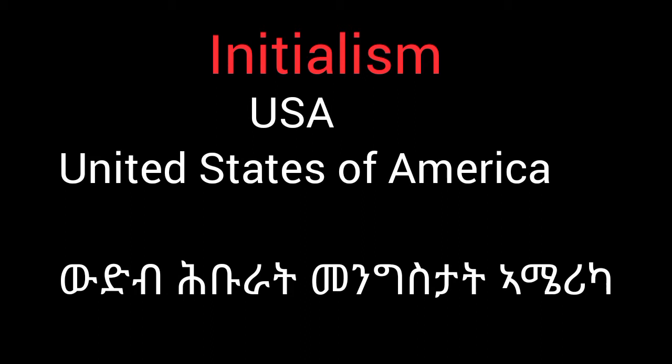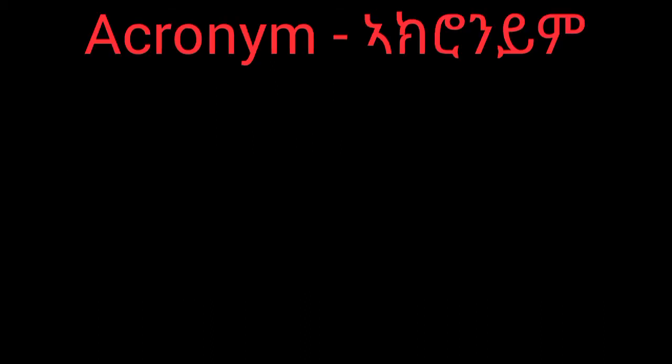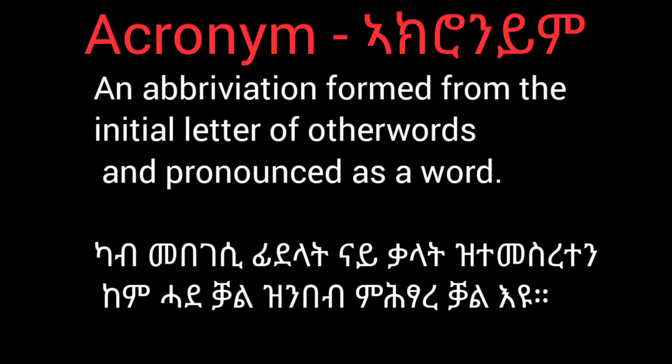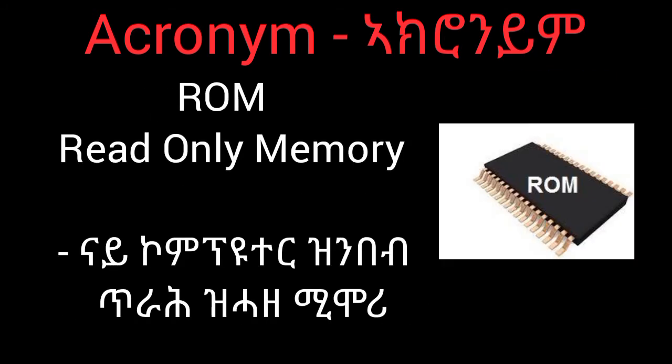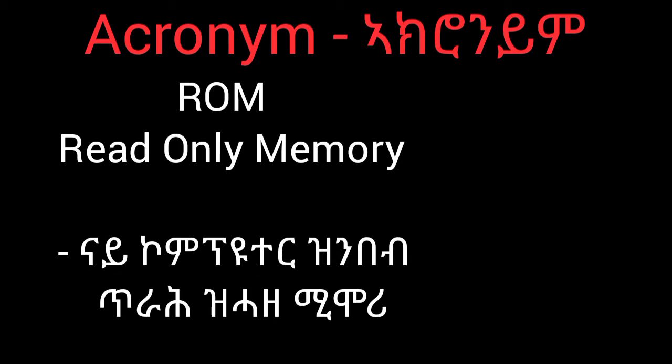Having said this about initialisms, let's go for the second type of abbreviation, which is acronym. An abbreviation formed from the initial letters of other words and pronounced as a word. Example: RAM, which is an acronym for Random Access Memory. ROM, which is an acronym for Read-Only Memory.